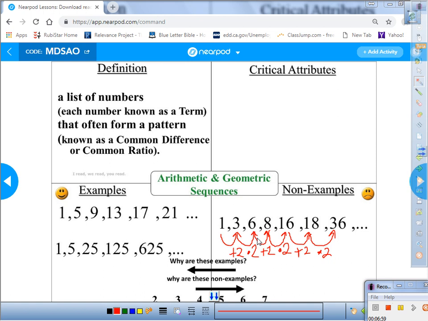You understand the difference? All right. So copy that, and then I want you to come up with some hashtags in regards to what makes arithmetic and geometric sequences so specific. Hashtag what?